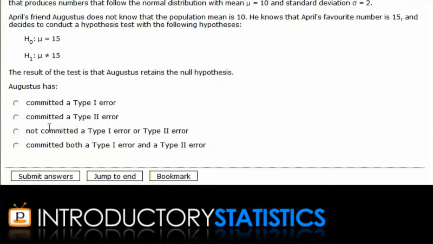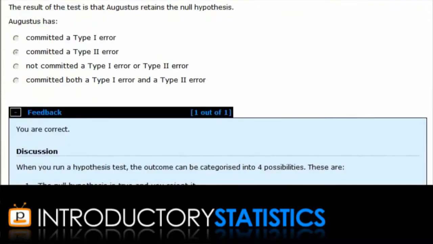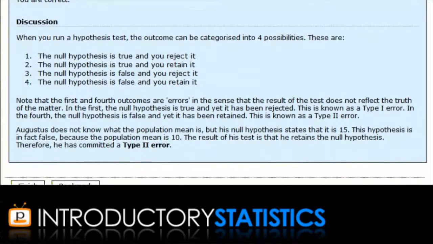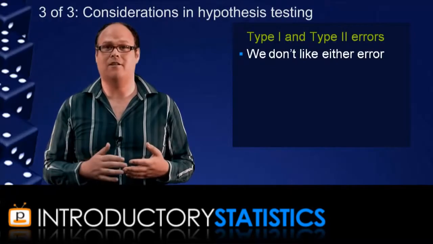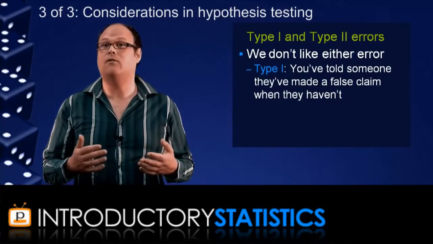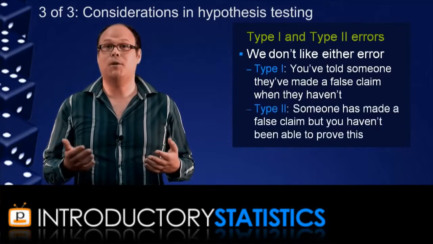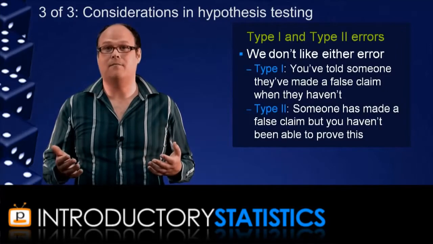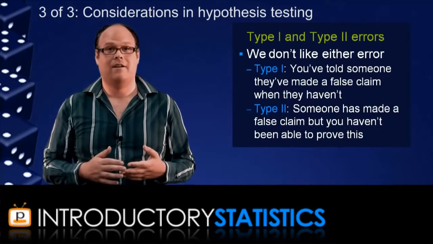He's failed to reject the null hypothesis that is false, so this is a type 2 error, so we'll submit that. And we see we get personalised feedback and an explanation of the question. Not surprisingly, both kinds of errors are undesirable. Put simply, a type 1 error means that you've concluded that someone has made a false claim when they haven't. A type 2 error means that someone has made a false claim, but you've failed to unveil that.